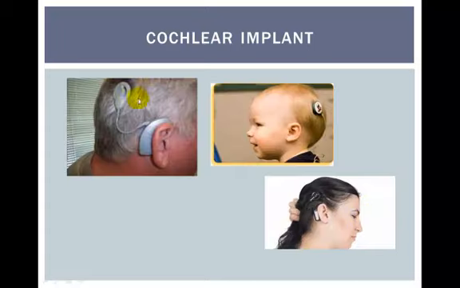And this is really what it looks like. So here's the sound processor, here's the magnet. Again, at night this part can just be popped off. Here it is in the baby, and where it's put in the head depends on the surgeon and the anatomy. Typically it's put as close behind the ear as possible. Here's another image.